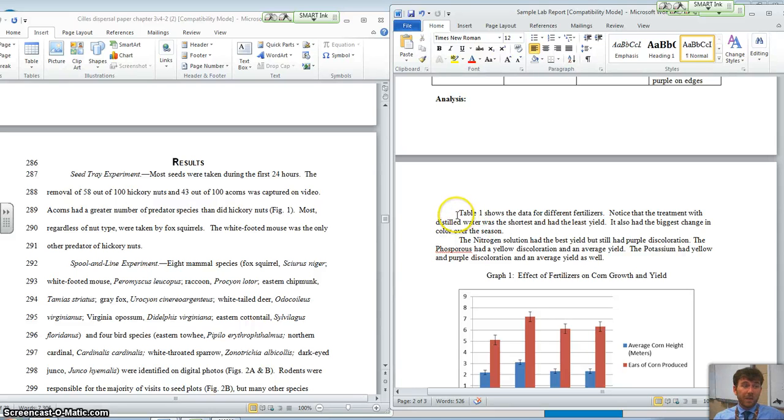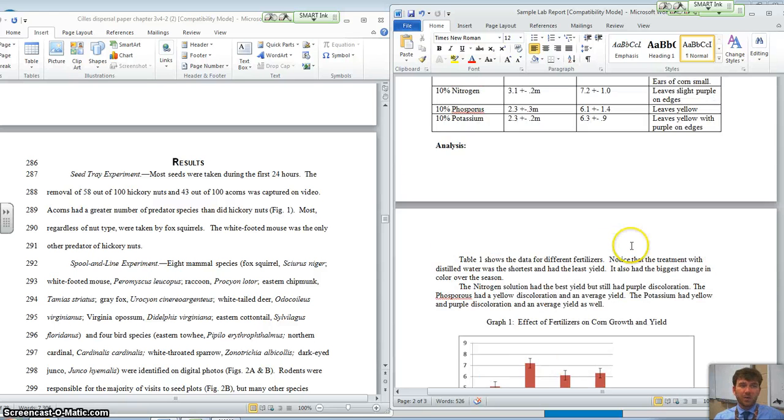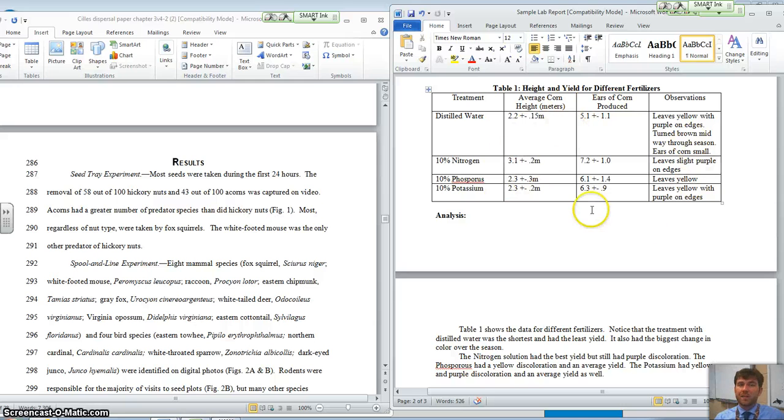It says the table 1 shows the data for different fertilizers. Notice the treatment with distilled water was the shortest and had the least yield. It also had the biggest change in color over the season. So you're starting to identify some patterns, but you're not really talking about what that means compared to the hypothesis. That's more of a conclusion kind of thing.